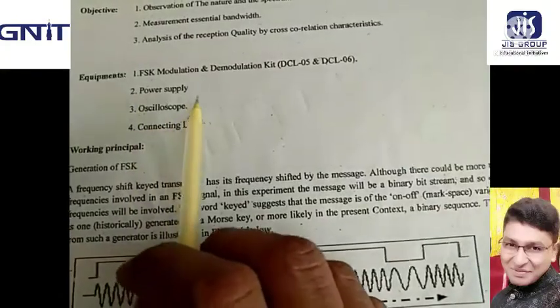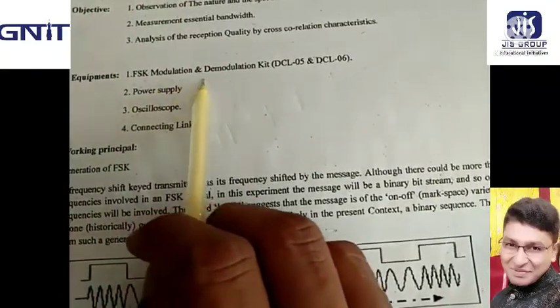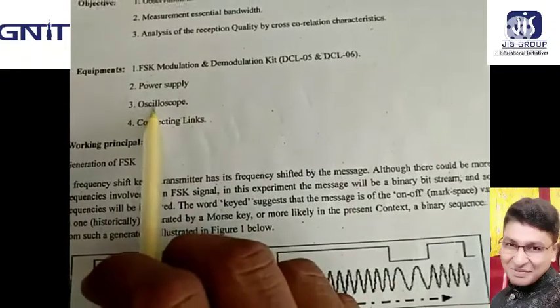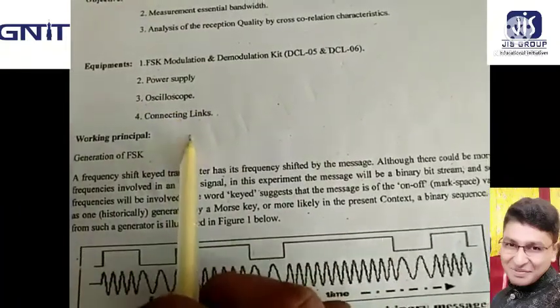Equipment used: FSK modulation and demodulation kit, power supply, oscilloscope, connecting links.